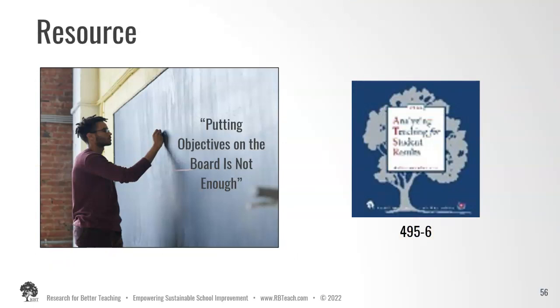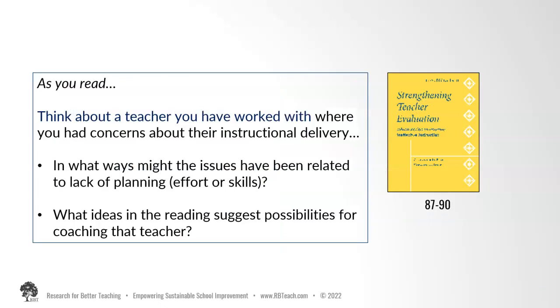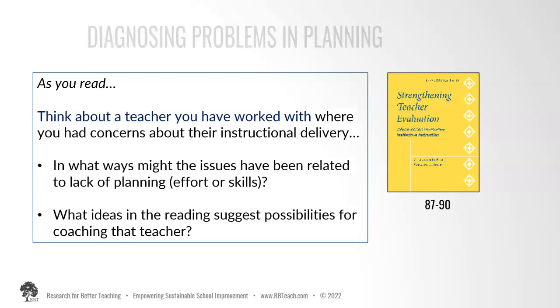In your binders on page 450 or 495 and 496, there are some examples and resources for how to reference the objective outside of putting it on the board. As you read through 87 to 90, teachers and administrators are asked to think about instruction: what was wrong with the instructional delivery, and in what ways might the issues have been related to planning? We won't have time to do that today, but you certainly can go back and reference that at a later point.